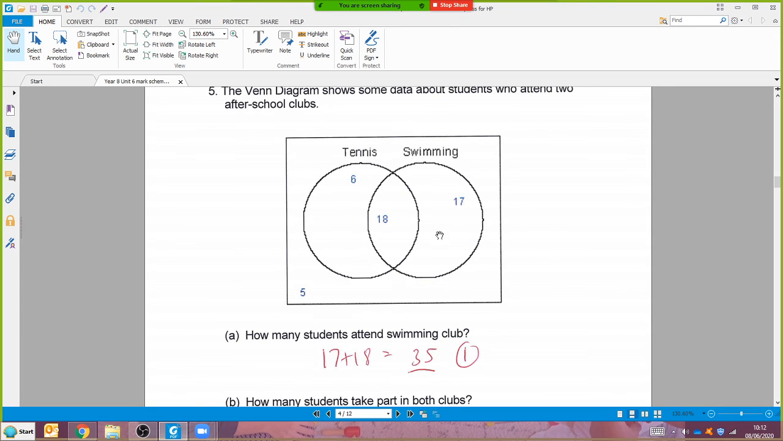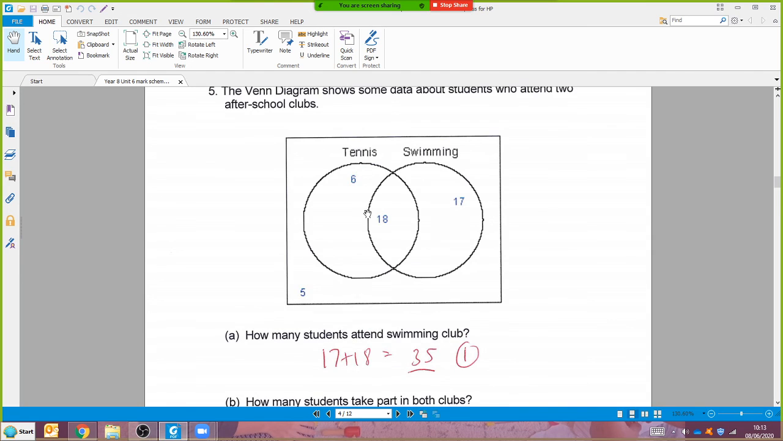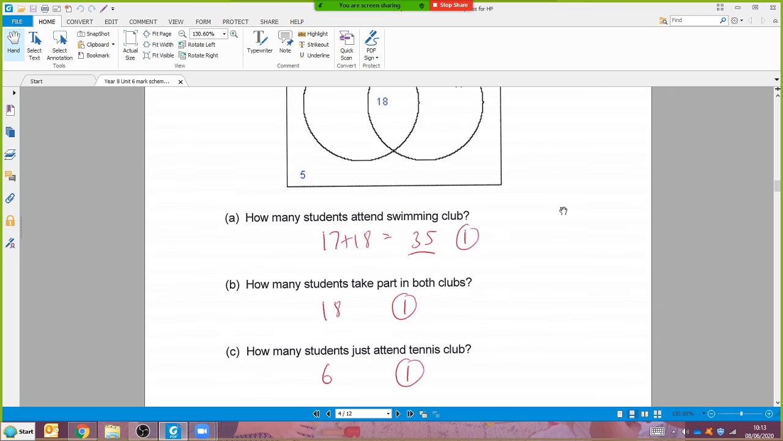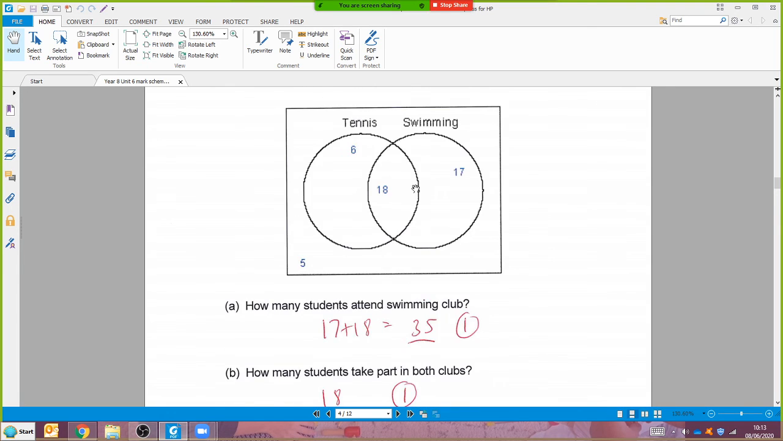Many of you just wrote down 17 because of that number there. No, the whole of the swimming set is all trapped within that circle. So it's 18 plus 17, 35. How many students take part in both clubs? Well, that's the overlap. You all saw that, 18. How many students just attend tennis? Just tennis. Well, it's these 6 who just attend tennis, because these 18 attend tennis and swimming.